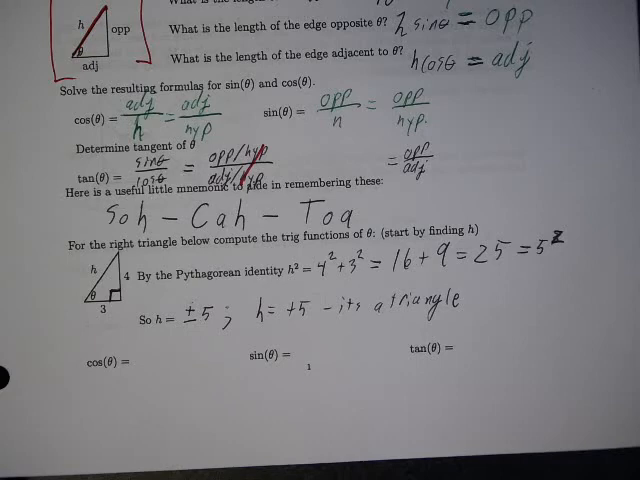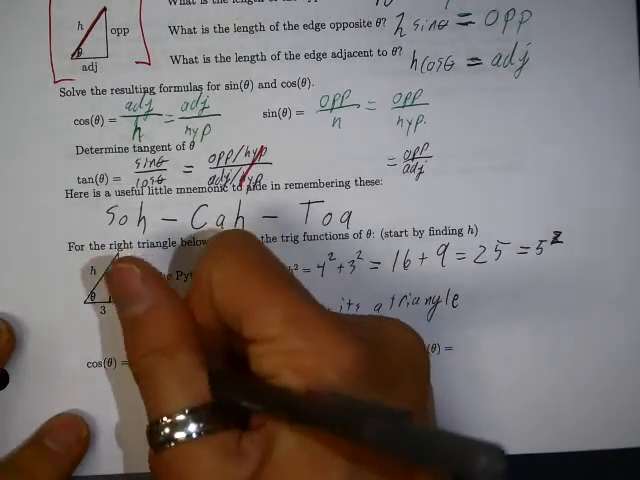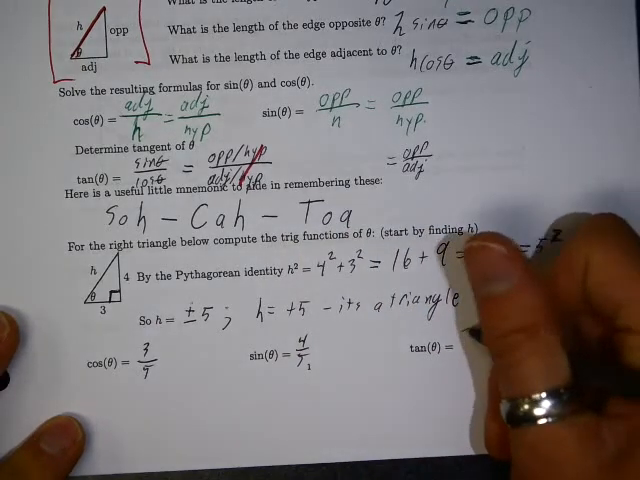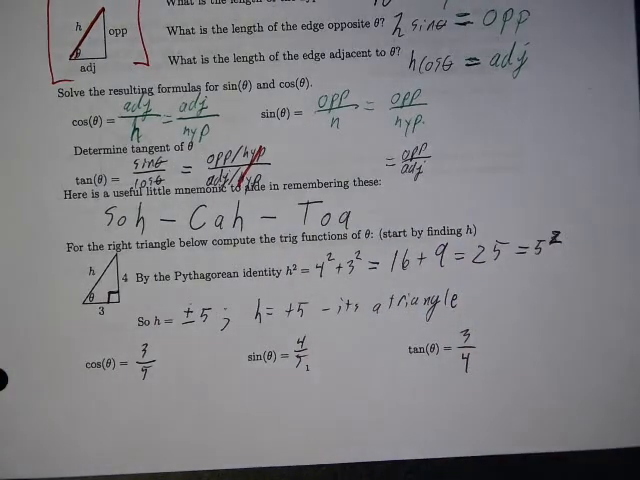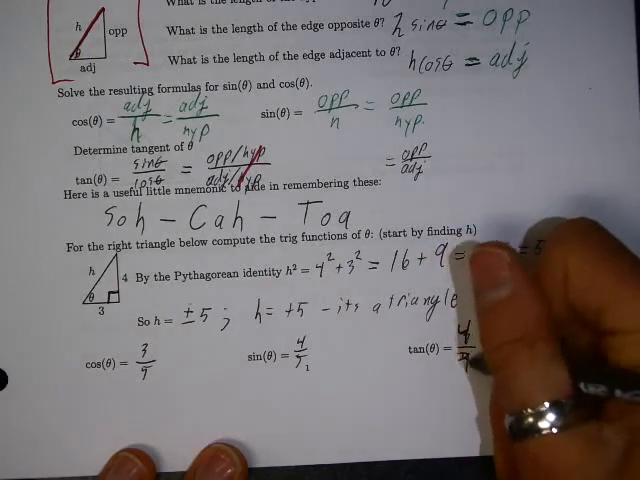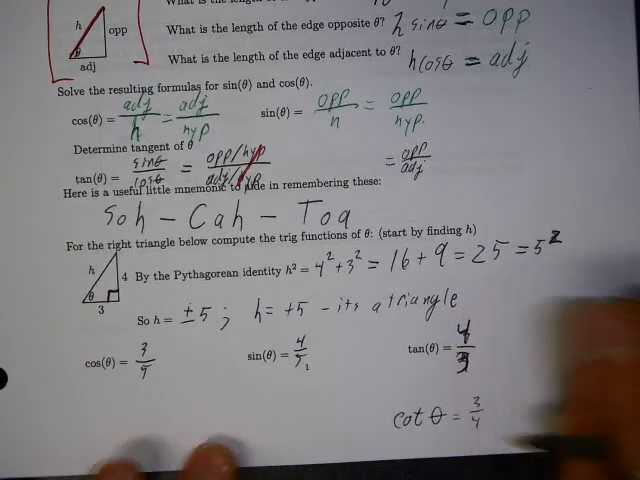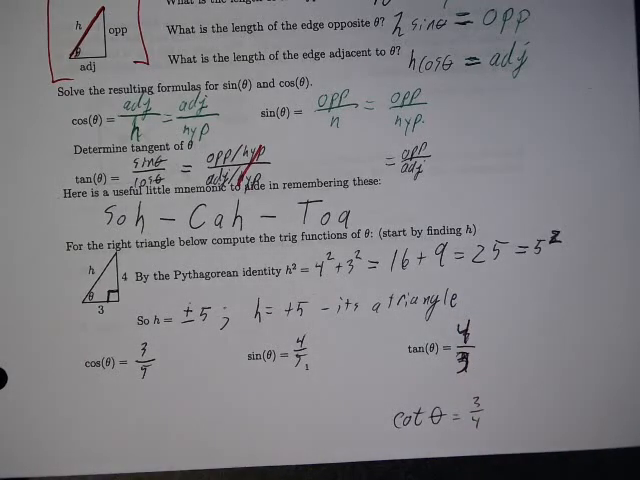Neat. So now that I know all 3 side lengths of the triangle, can I read off what the trig functions evaluated at this angle theta are, even though I don't necessarily know what theta is? What's the cosine of theta? 3/5. What's the sine of theta? 4/5. What's the tangent of theta? No, 4/3, right? Yeah. I guess the cotangent of theta would be 3/4. If you care about that.